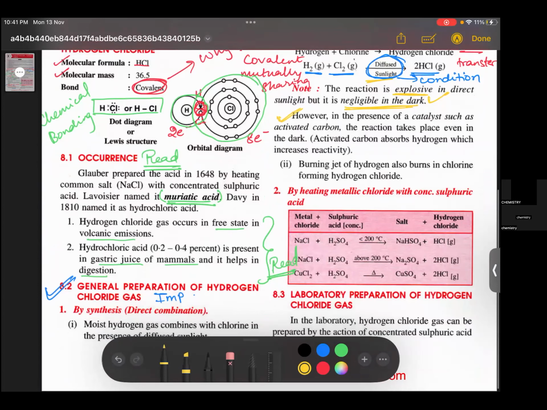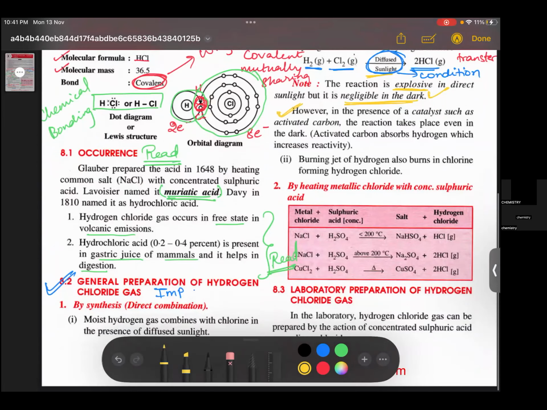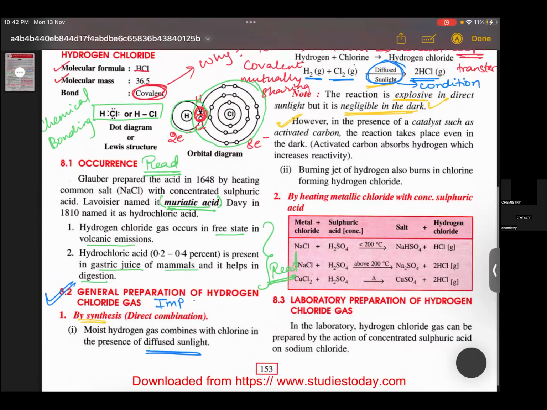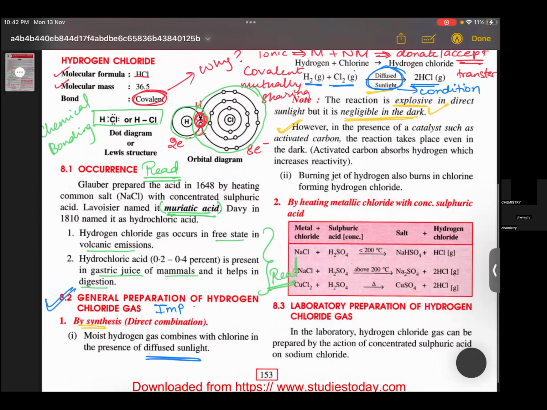Now, this was the first preparation using diffused sunlight. We're looking at synthesis by direct combination. First one, we had moist hydrogen with chlorine. Again, moist is a keyword, in the presence of diffused sunlight. The second is a burning jet of hydrogen burns with chlorine, forming hydrogen chloride. The equation will be the same, just there's a burning jet of hydrogen.